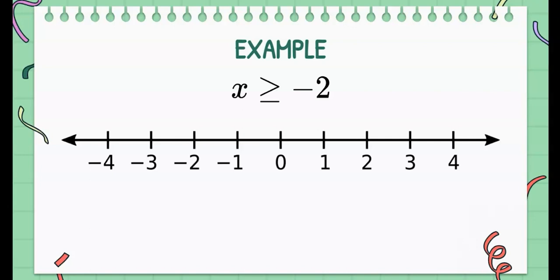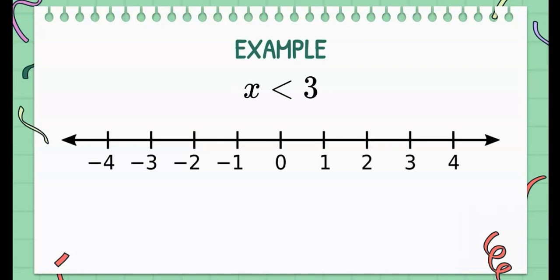Okay, what about greater than or equal to? Well, the only change here is our inequality symbol. Now it's equal to, which means at negative 2, we need a closed dot. And just like before, we're still greater than, which means all the numbers to the right will also be shaded. This is what the graphs for greater than and greater than or equal to look like.